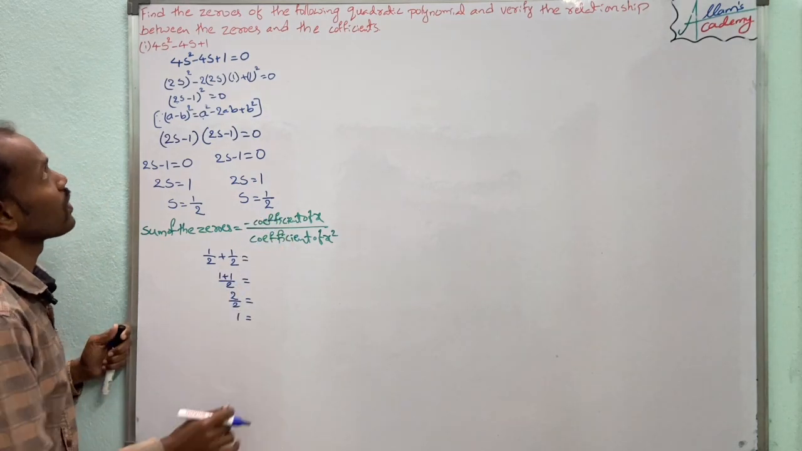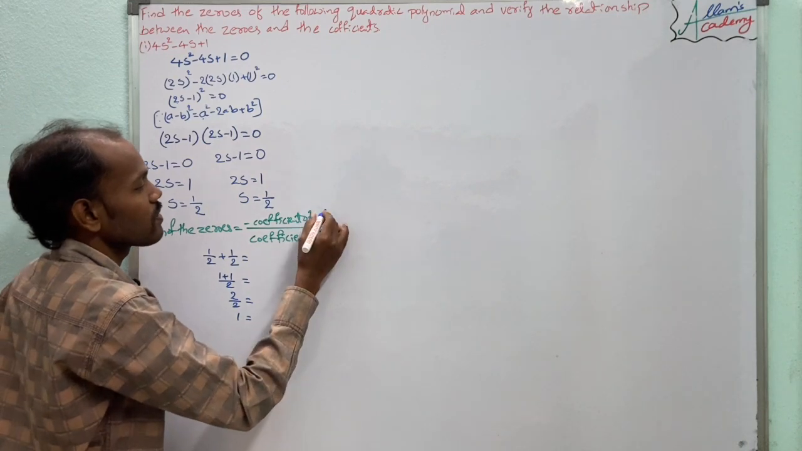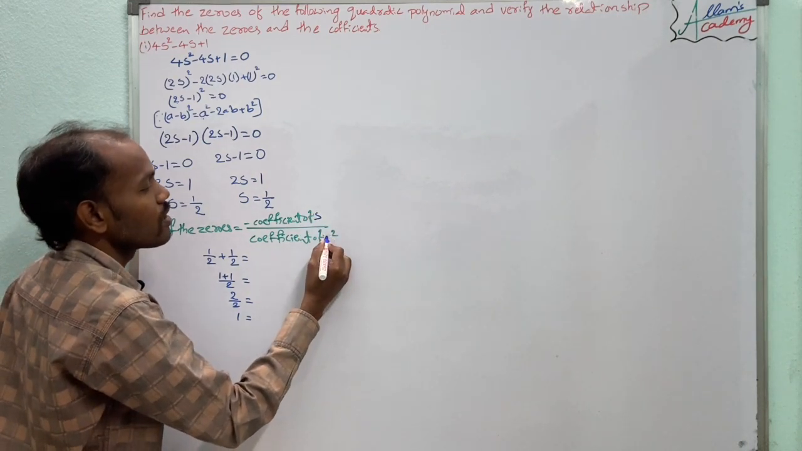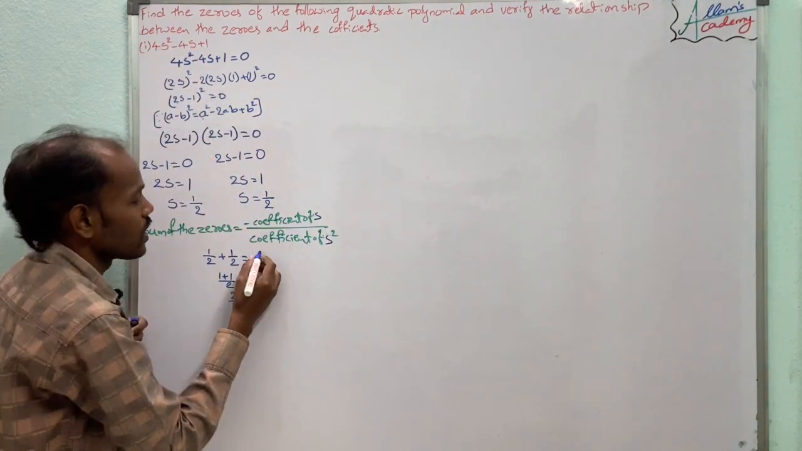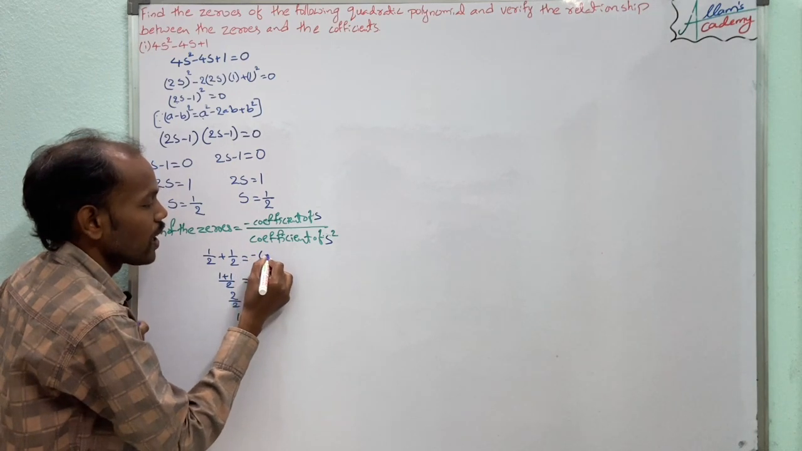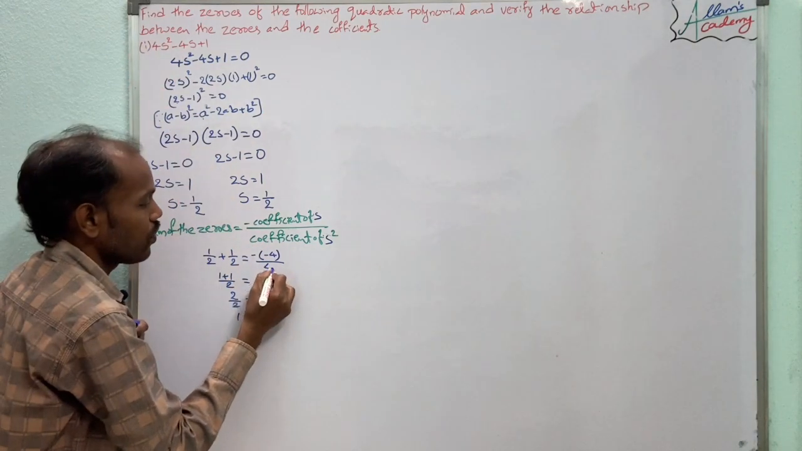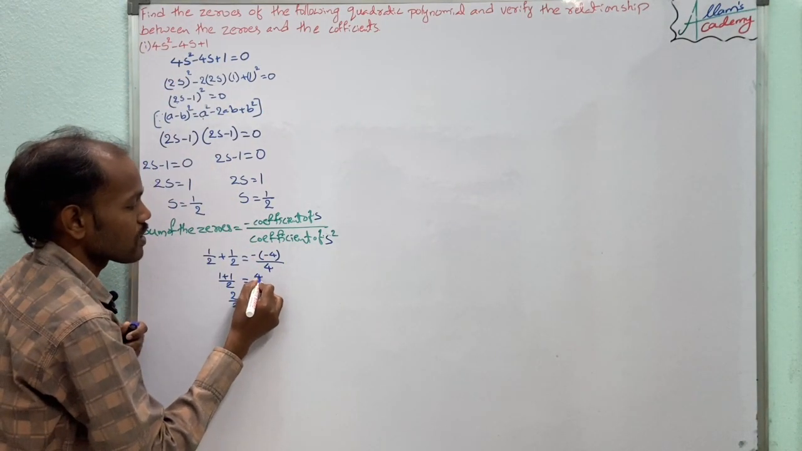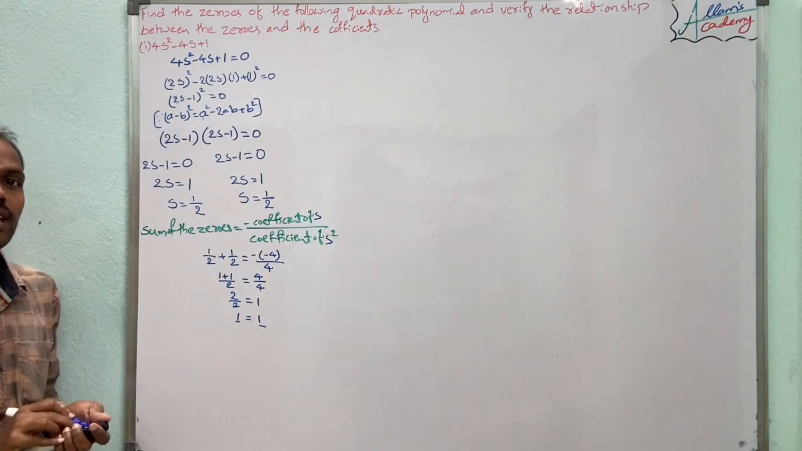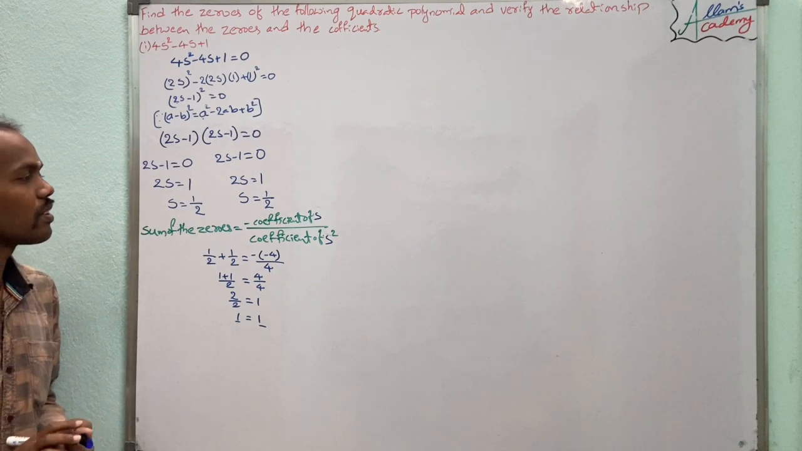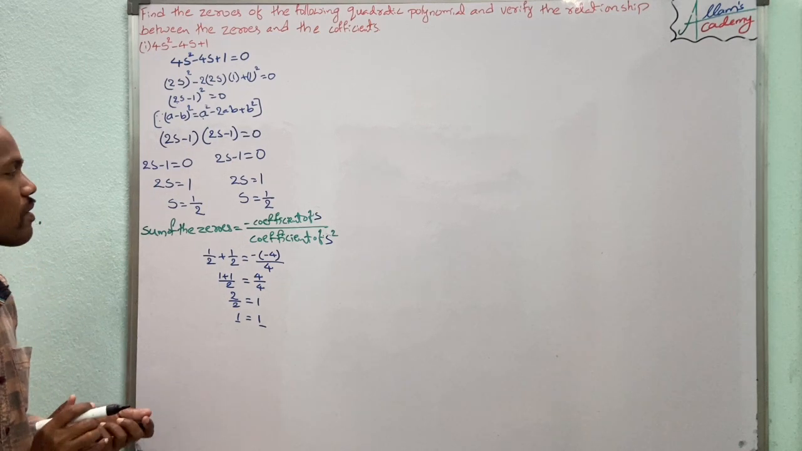Now coefficient of x, here in this problem it is s, so we can write s also, not a problem. So coefficient of s by coefficient of s square. The coefficient of s is minus 4, so minus of minus 4 by the coefficient of s square, that is 4. Minus into minus means plus, so 4 by 4 is nothing but 1. So both the answers are equal. So sum of the zeros is equal to minus coefficient of s by coefficient of s square.